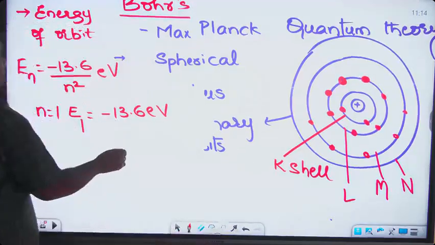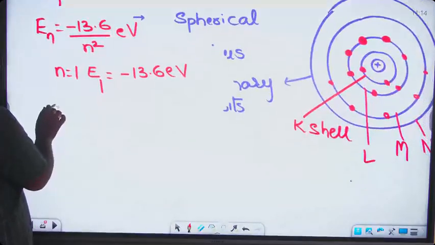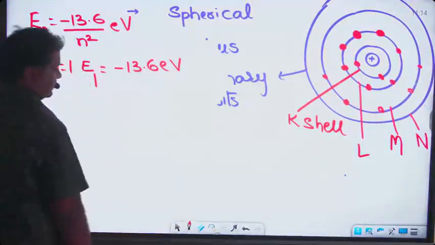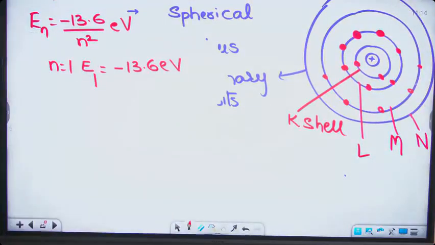So the moment you are talking about the case of the energy of each and every particular orbit, it is given by the formula En equal to minus 13.6 by n square electron volts. Remembering the formula is your choice. But the thing is, the statements are important here. So what is that statement? How will we come to that one?